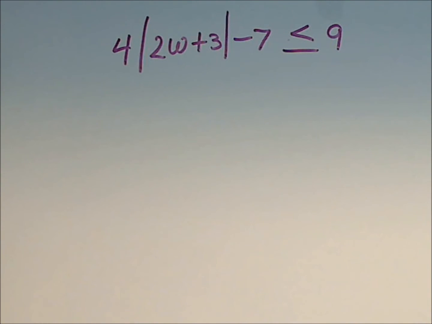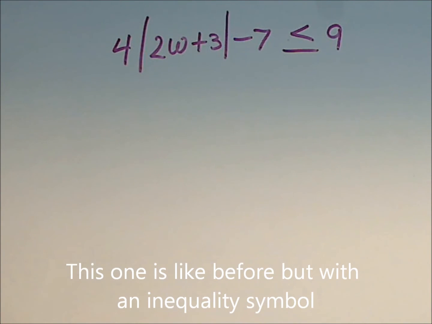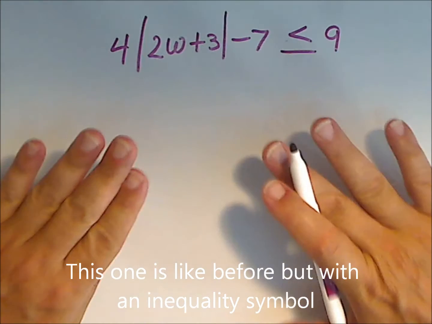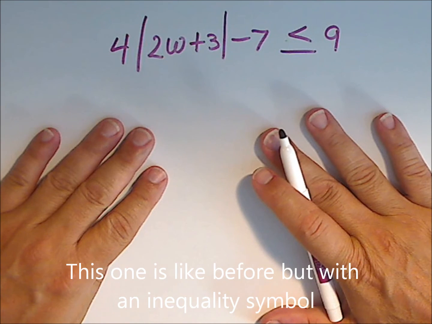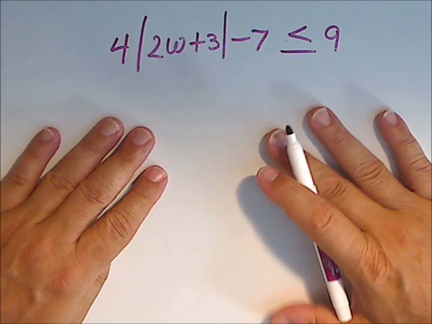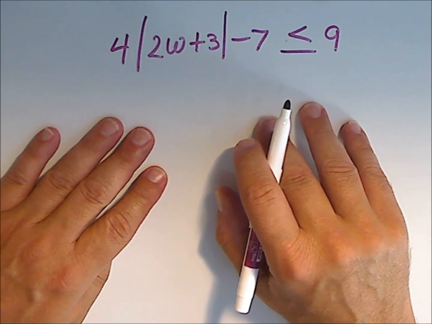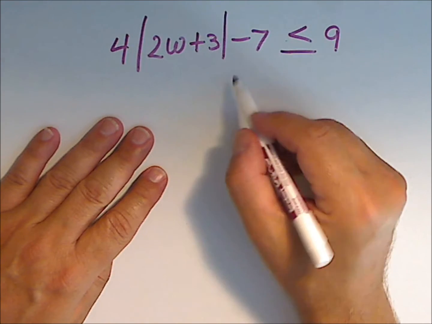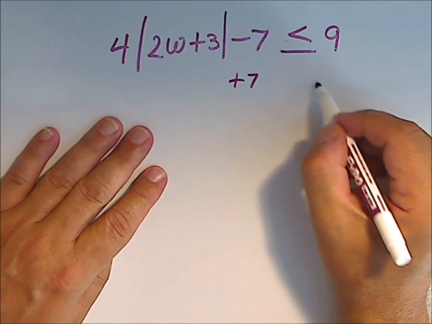Okay, so let's try one that looks a little scarier. Order of operations from bottom to top. Anything I can add or subtract? Well, the answer is yeah. I can add a 7 to both sides.